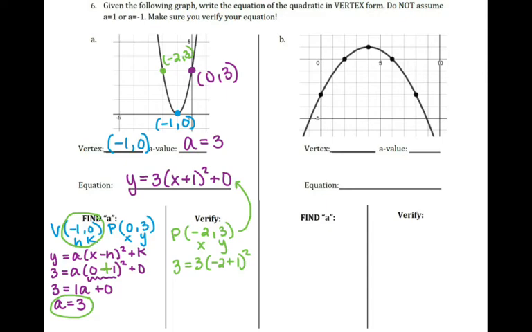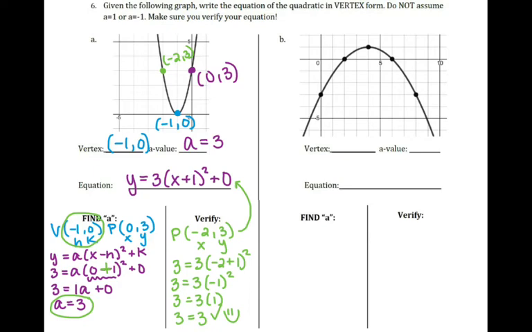So I'm going to simplify my right-hand side to see if it equals my left-hand side. I decided not to put the plus 0 there because you don't need it, because plus 0 is just going to give you itself. Negative 2 plus 1 is negative 1, squared. Negative 1 squared is positive 1, which gives me 3 equals 3. Got the same number on both sides, therefore our equation was correct.